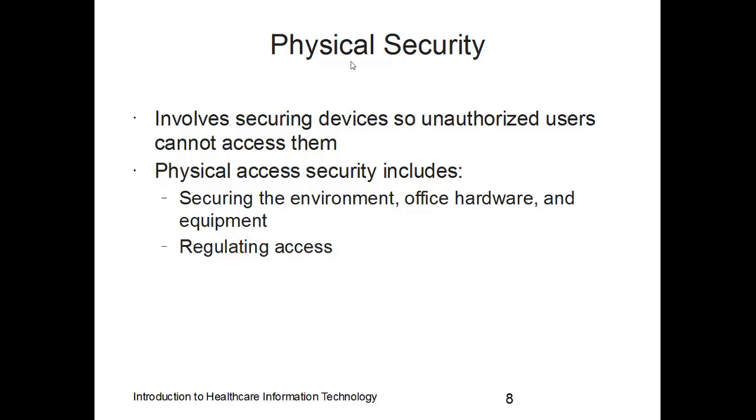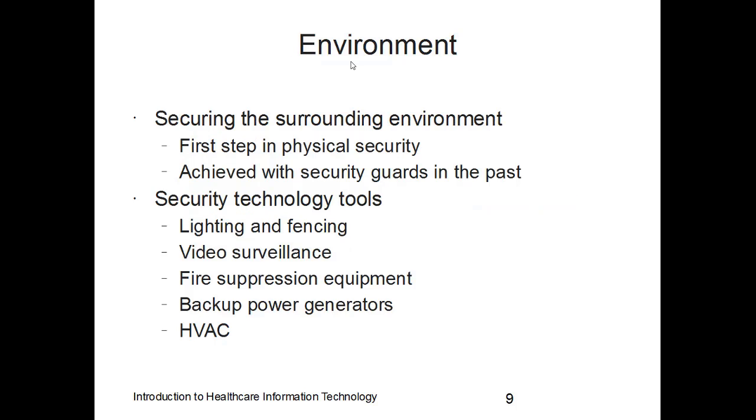First, we'll start with physical security. Now, this involves securing devices so unauthorized users can't access them. And physical access security would include securing the environment, the office hardware, and the equipment. And also would include regulating access to that equipment. We're talking about the physical environment. Securing the surrounding environment is the first step in physical security.